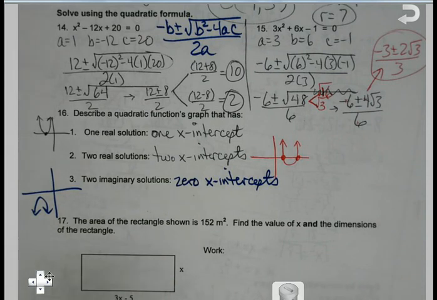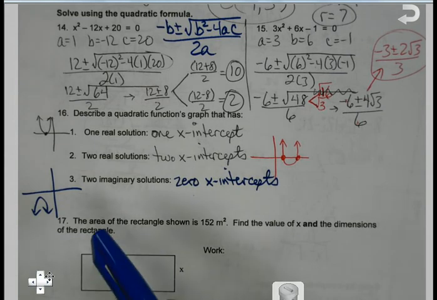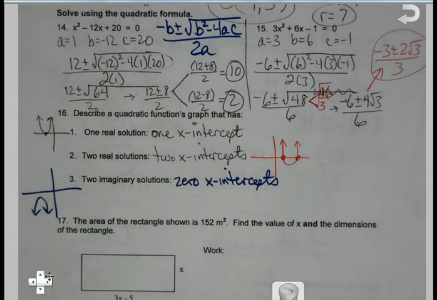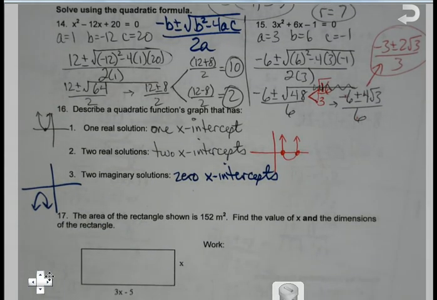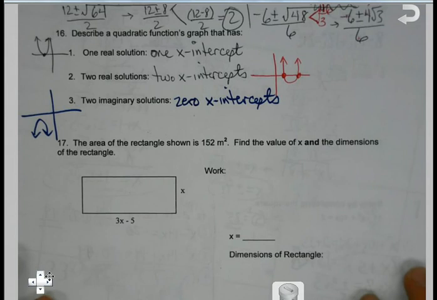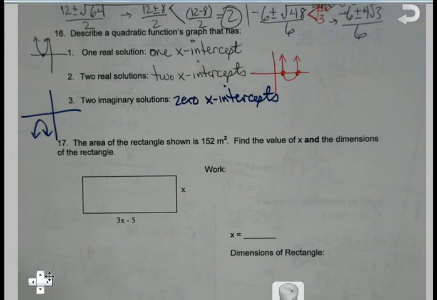1 real solution, 1 intercept. 2 real solutions, 2 intercepts. 2 imaginary solutions, 0 x-intercepts, because it's never going to cross. And then one of your favorites to finish up. I don't know how I went without doing this, without doing factoring on here.